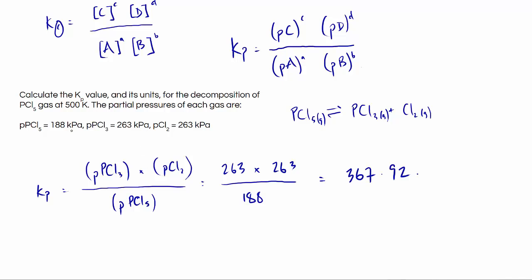367.92. Now, strictly speaking here, because all our values are given as three significant figures, we should therefore give our answer as three significant figures. We work to our lowest number of significant figures given in the question. In this case it's 3, therefore our answer would be 368. Now we need to give a unit to that as well. Units here, kilopascal times kilopascal over kilopascal. In this particular instance they are going to cancel, therefore our unit is kilopascals.